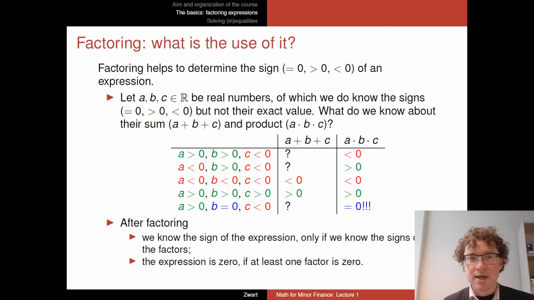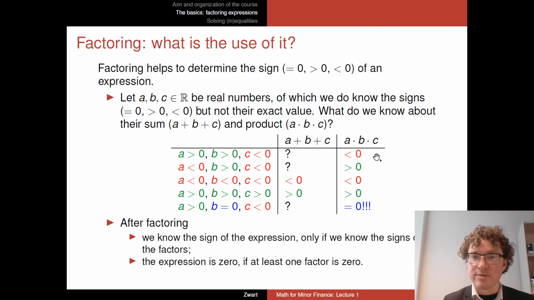So how is that? Let's consider some numbers a, b, and c. Suppose that we know that a is a positive number, so it's bigger than 0. b is a positive number, bigger than 0. And c is a negative number, smaller than 0. Do we know something about the sign of a plus b plus c? Well, not really. If c is much more negative than a plus b, then a plus b plus c will become negative, while if c is relatively small, then perhaps this will remain positive and might even get 0. So this information doesn't tell much about this sum of terms.